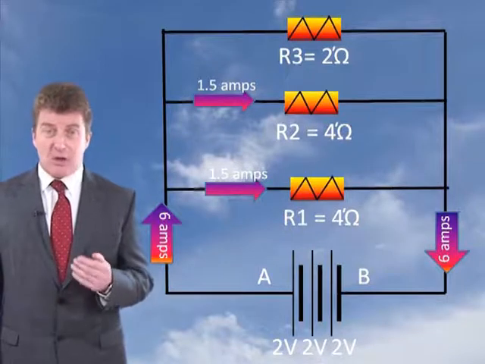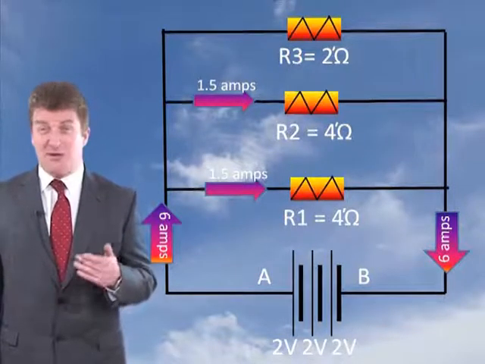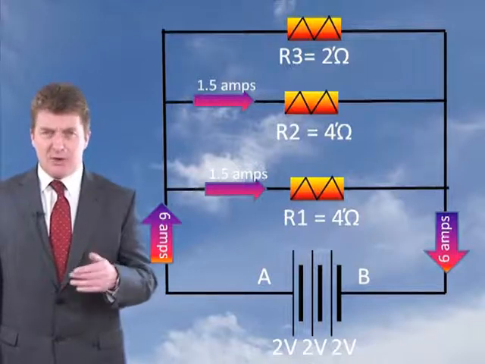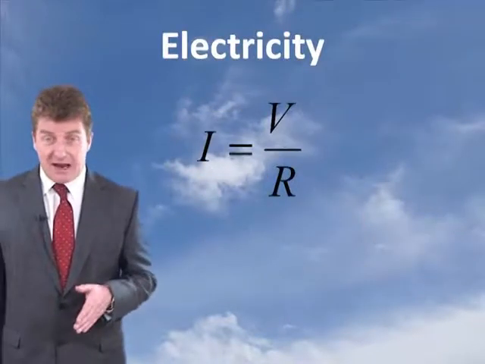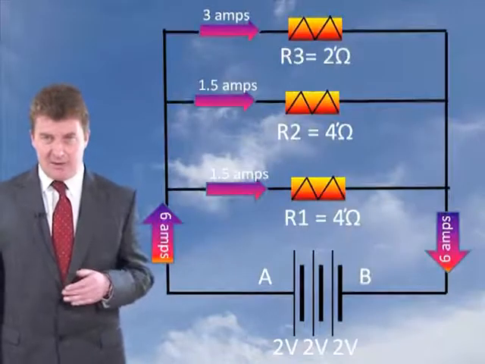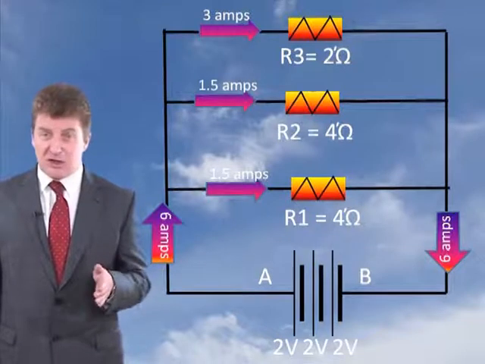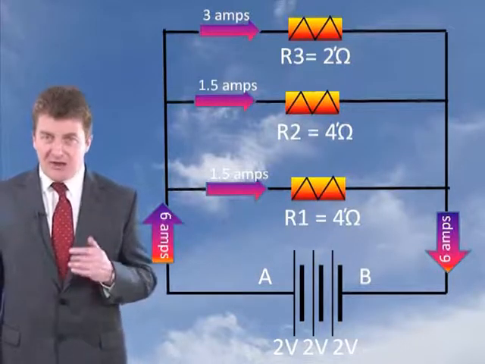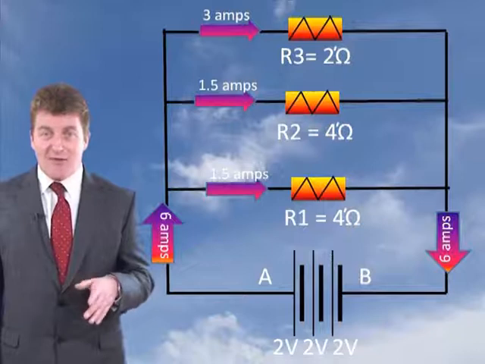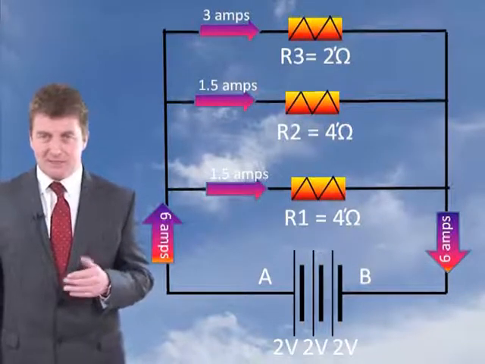Now you could work out the next one. If there's 6 in the circuit, and there's 1.5 there and 1.5 there, it will be 3. But let's work it out. I equals V divided by R. I equals 6 divided by 2 gives us 3 amps flowing. You could work it out if you know the other 2. Therefore, in the whole circuit there's 6 amps. However, in the first resistor there's 1.5, then 1.5, then 3. That's how you work it out when it's in parallel.